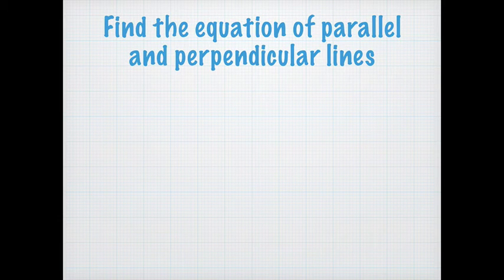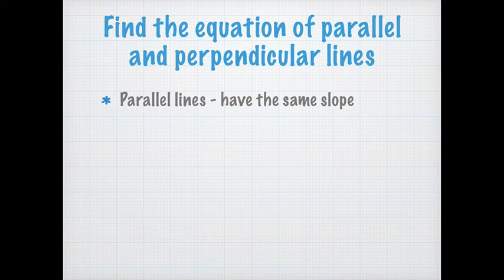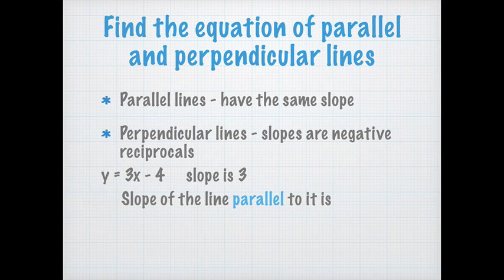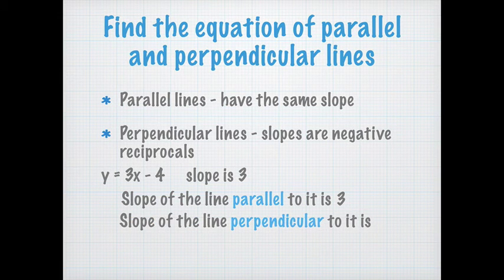The only other thing I want to talk about are parallel and perpendicular lines. Parallel lines have the same slope. Perpendicular lines have slopes that are negative reciprocals. So what's that mean? Well, let's look at our example equation, y equals 3x minus 4. The slope of this line is 3. The slope of the line parallel to it is 3. And the slope of the line perpendicular to it, remember, negative reciprocals, is -1/3. You take the reciprocal and you take the opposite of that slope.